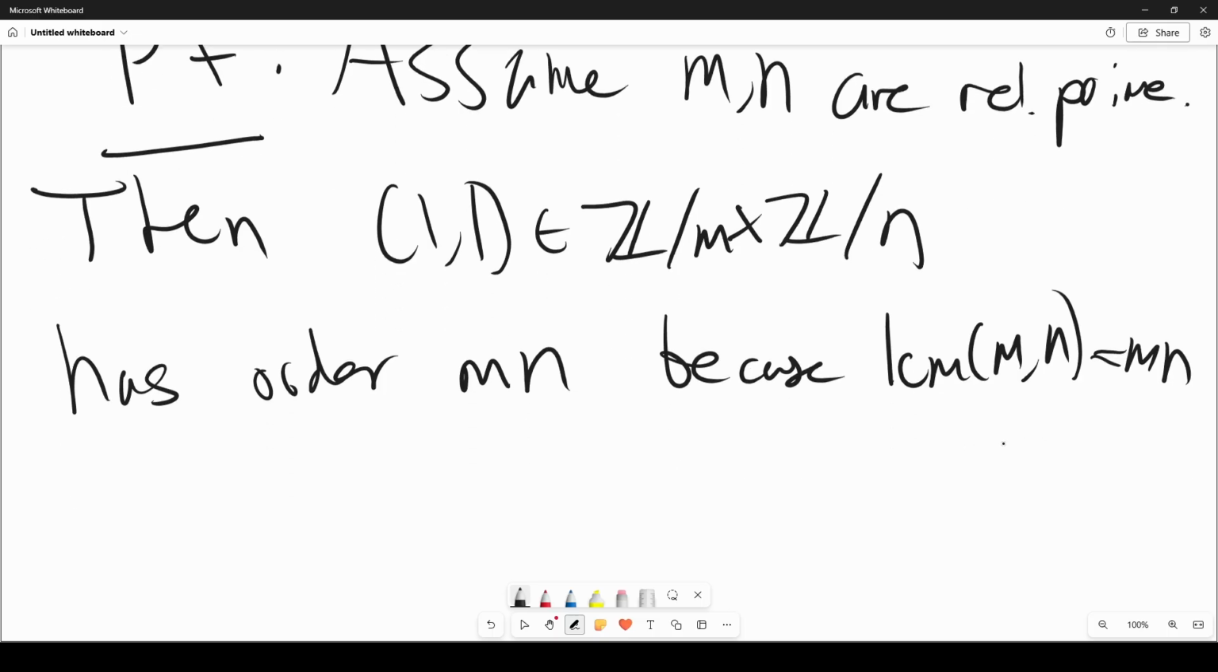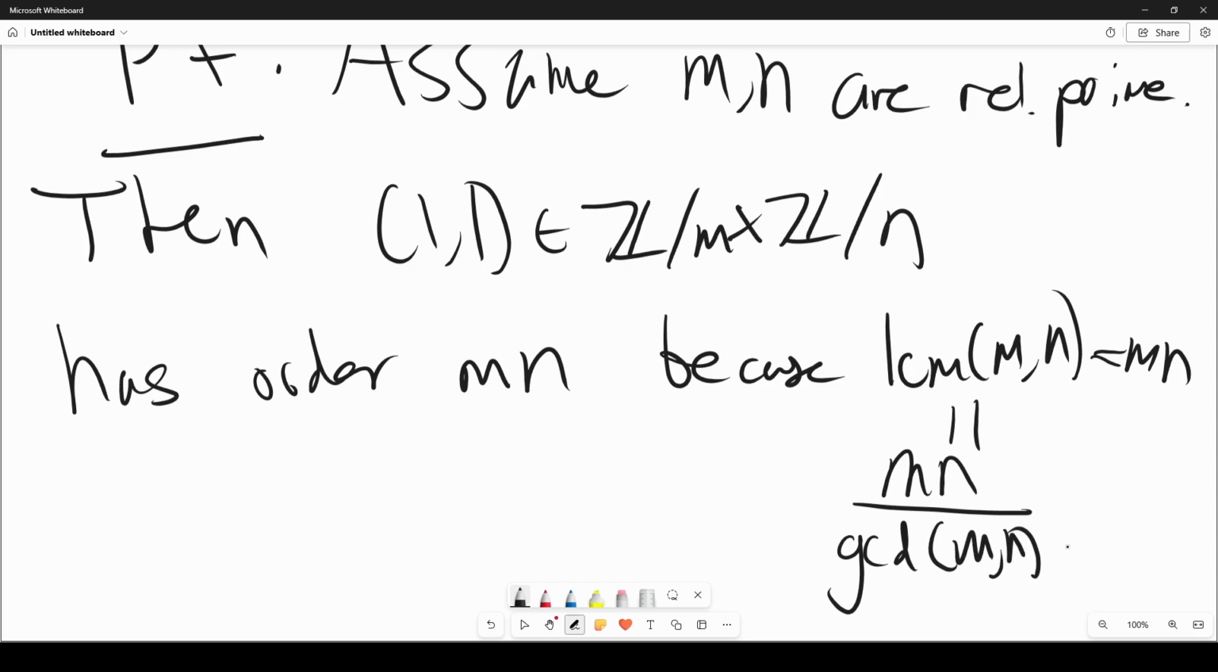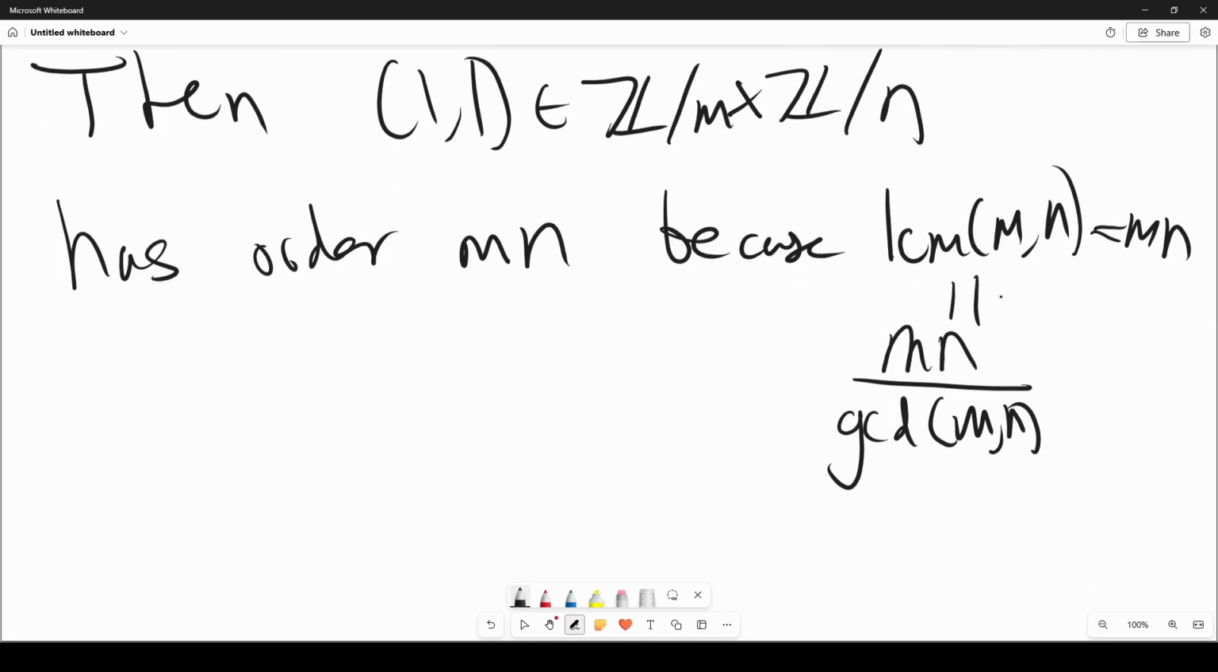We should just note quickly that the LCM actually has an equation for it. It's M times N over the greatest common divisor of M and N. So the LCM is always less than or equal to MN, and it's only equal when the GCD is 1, and the GCD being 1 is equivalent to M and N being relatively prime. Now note that the order is this number because M is the order of 1 in Z mod M, and N is the order of 1 in Z mod N. Okay, so since this element has order MN, it generates the whole group, so it's equal to Z mod MN.